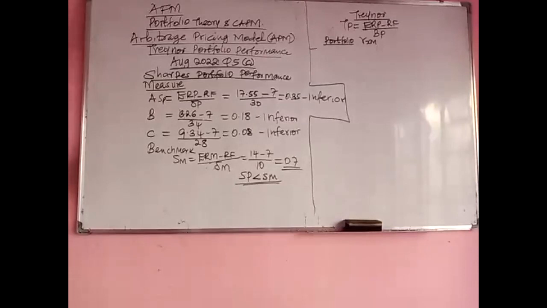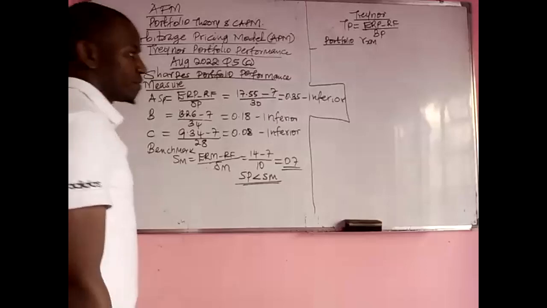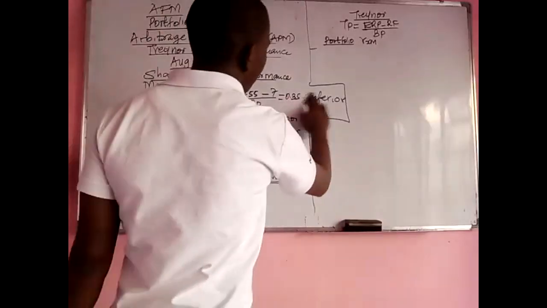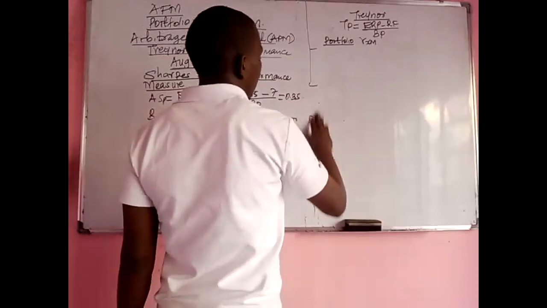Now, this is what I'll say. We need to get the correlation coefficient first. After getting the correlation coefficient, it will help us to get the beta, which in this case will let us get the odds. We will now be able to get the Treynor ratio. So I think I can do it from this side.